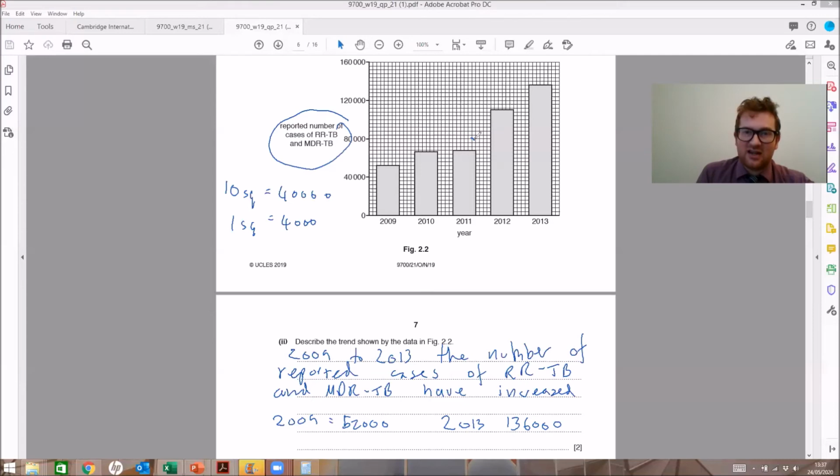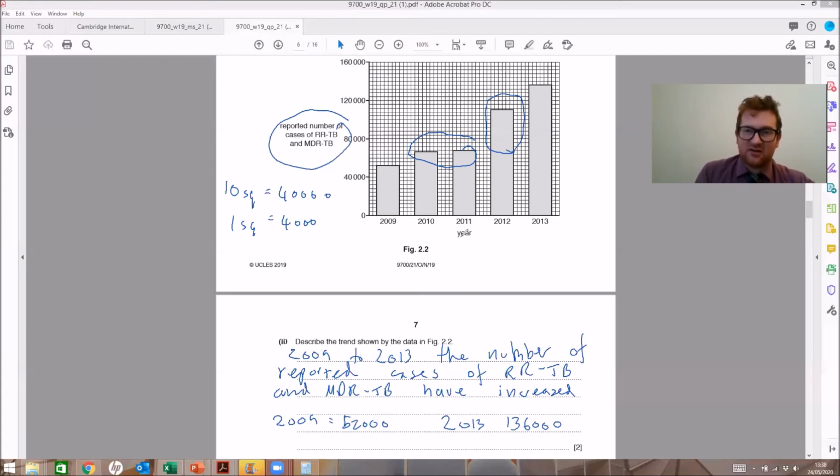Other marks here come from identifying a few things, so you can use some other descriptive language. As you can see here, there was very little change between 2010 and 2011. So that's a potential third marking point. You could also identify that the biggest increase between all of the years was between 2011 and 2012. If you stated that as well, this is marking point 3, using some other descriptive language other than the general trend.